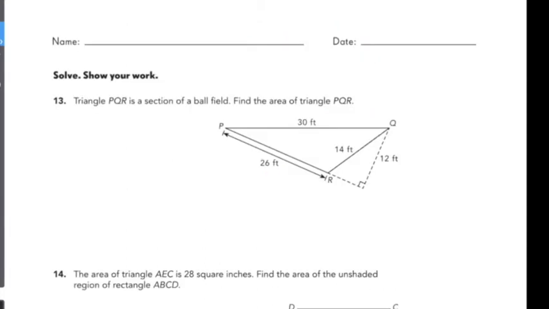Okay, so real quick, I'm going to give you some tips on a couple. I'm not going to give you all the answers. Triangle PQR is a ball field, and you have to find the area of the triangle PQR. So we have P, Q and R. The base is going to be 26.